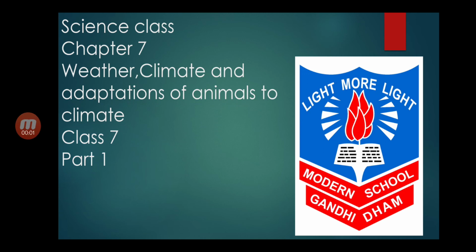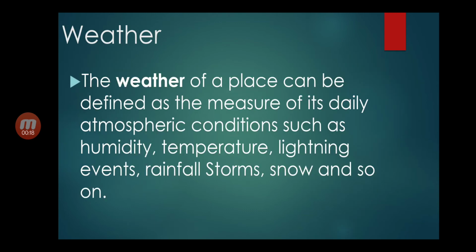Good morning, students. Today we will start chapter 7 of science, weather, climate and adaptations of animals to climate. Part 1. Now, what is weather? The weather of a place can be defined as the measure of its daily atmospheric conditions such as humidity, temperature, lightning, events, rainfall, storms, snow and so on.